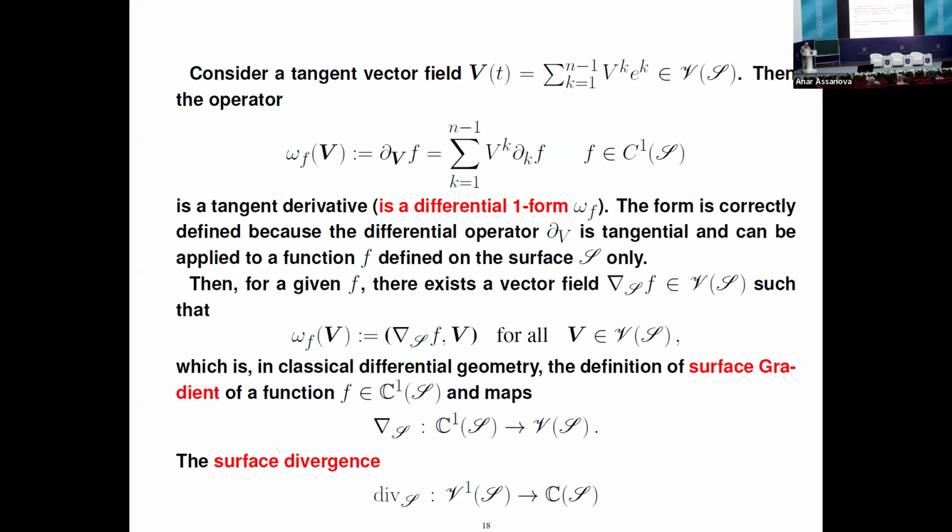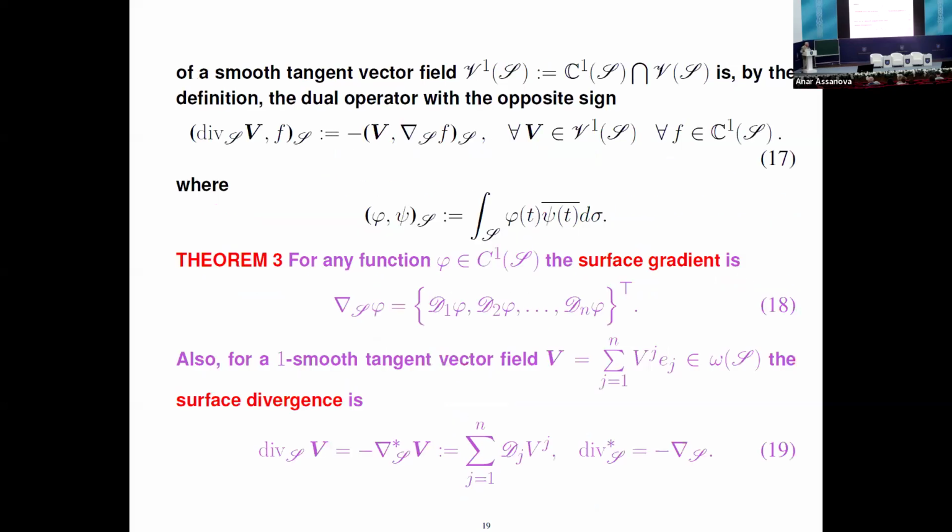Now we defined the surface gradient. The surface divergence is the dual operator to it. Dual operator means what you have in formula 17. So now we have the definition of the surface gradient and surface divergence.